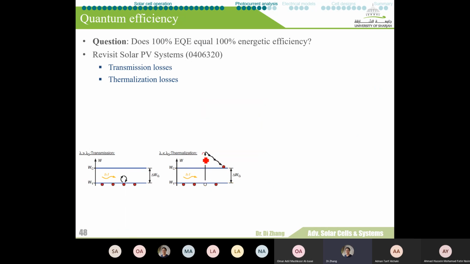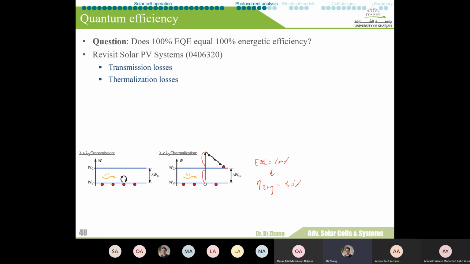Well, roughly speaking, this is the energy loss. This is the energy gain. So roughly speaking, when we have 100% quantum efficiency here, for this case, the energetic efficiency is around 50%.